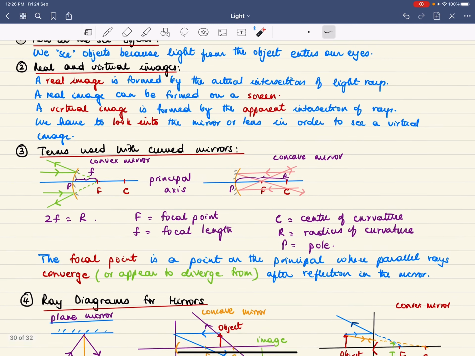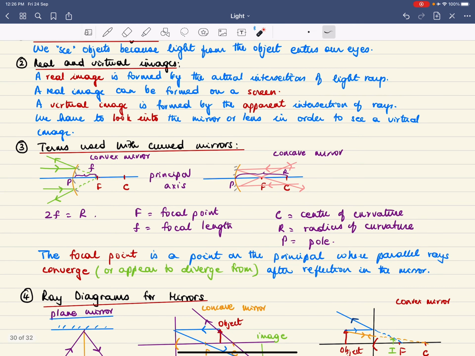Okay, so the terms used with curved mirrors. We're only looking at concave and convex mirrors. A convex mirror is the one that bulges outwards. The shaded part is the back of the mirror, and the unshaded is the front of the mirror. So that's your convex mirror. Here's your concave mirror, caving in. That's how you remember.